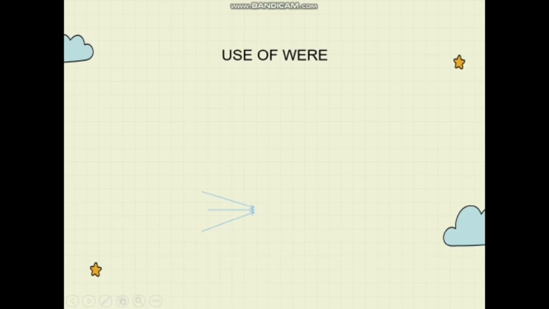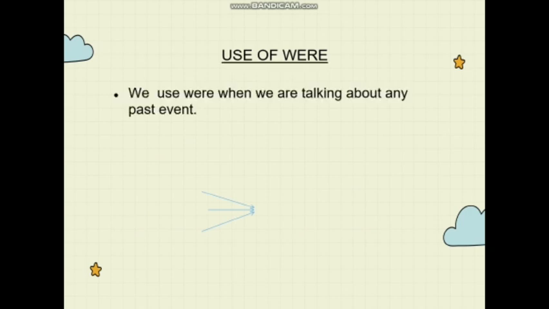Now let's move further to understand the use of were. Now where are we using were? When we are talking about any past event. This is same as in the case of was. Were को भी हम तभी use करते हैं when we are talking about something which has happened in the past.